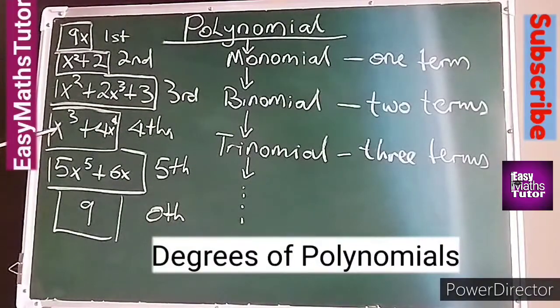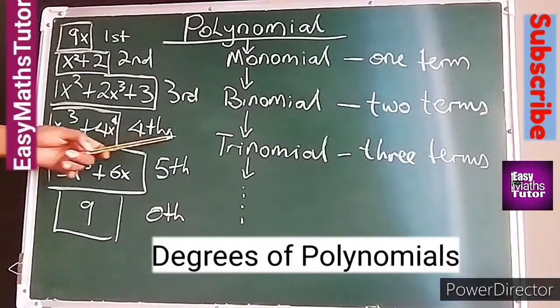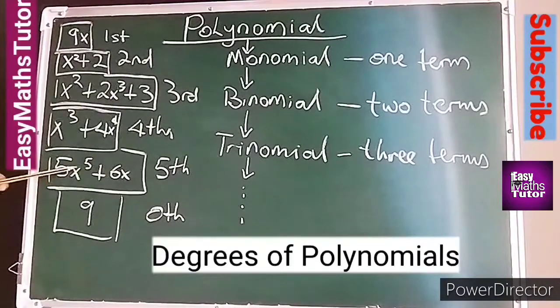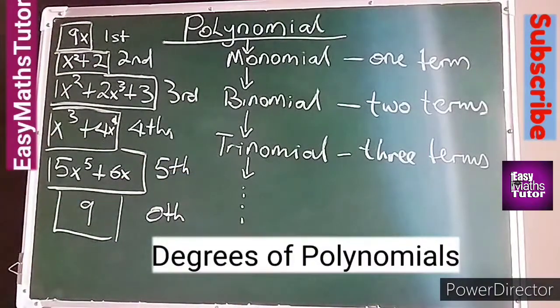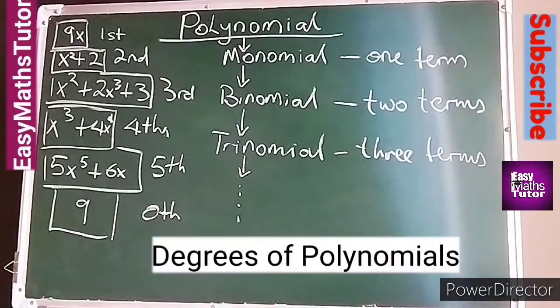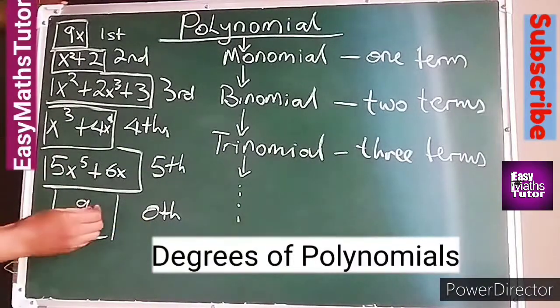If this term or expression has a variable raised to the fourth power, it is known as a fourth degree polynomial. If the variable x is raised to power 5, it's a fifth degree polynomial. It doesn't matter the position of that variable. So long as it's the highest power in that expression, it is the fifth degree. And if it's a variable that is raised to power 0, it's known as the zeroth degree polynomial.